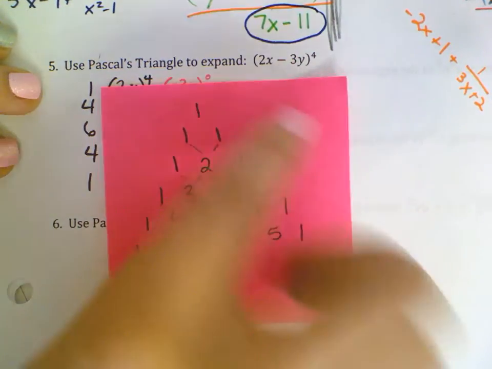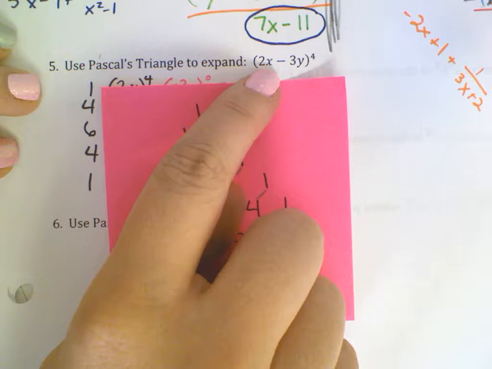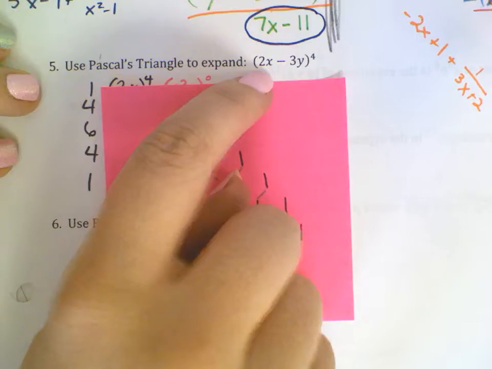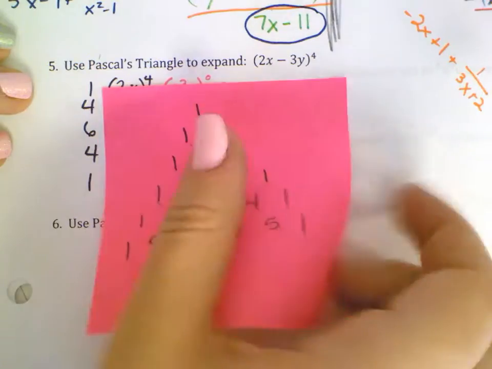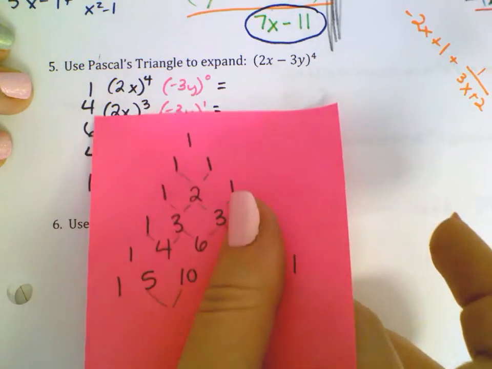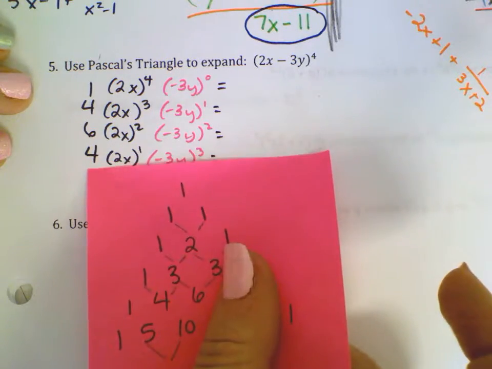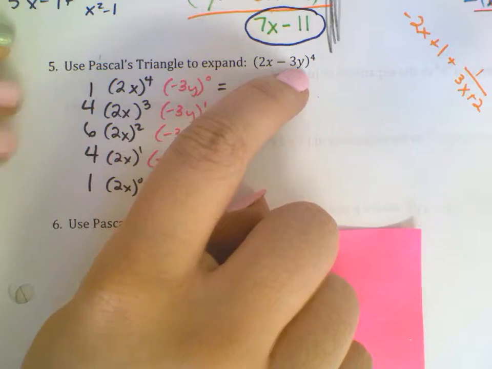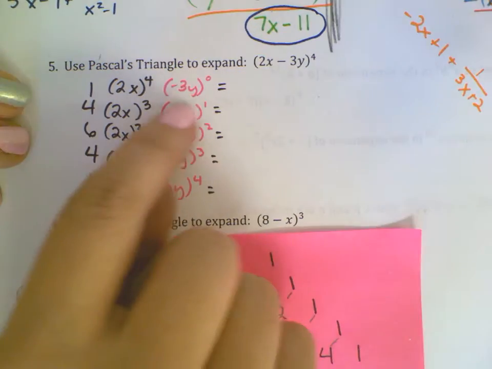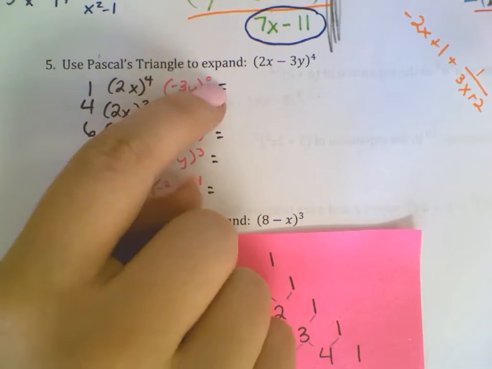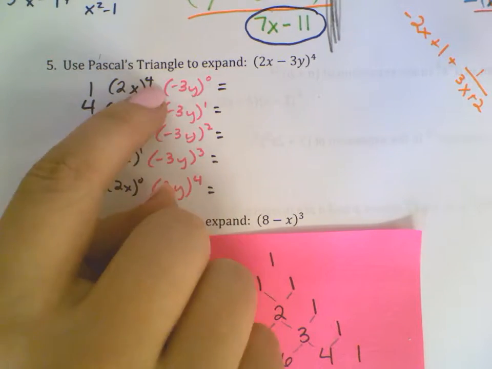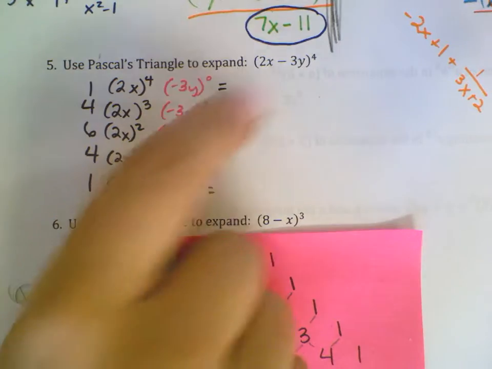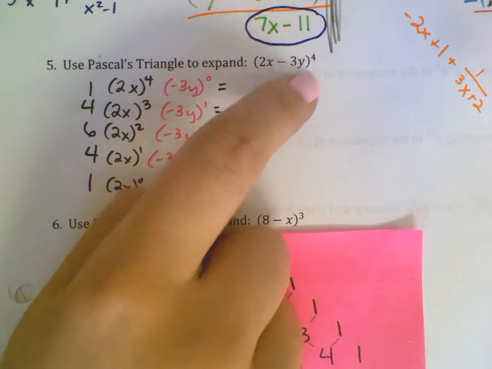From there, we take our first term, which is 2x, and we start at the fourth, and we go in descending order. 2x to the fourth will go here. 2x to the third, 2x squared, 2x to the first, 2x to the 0. Then we'll take our second term, and we will go starting at 0 up to 4. So again, these exponents need to add up to be 4. So 4 plus 0, 4. 3 plus 1, 4. 2 plus 2, 4. They need to always add up to that original exponent that they had.